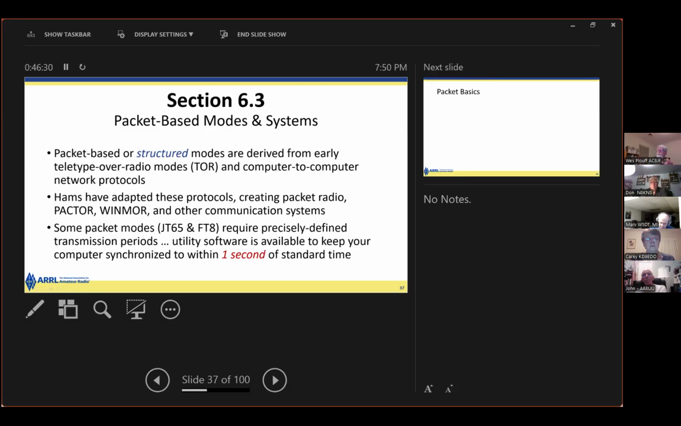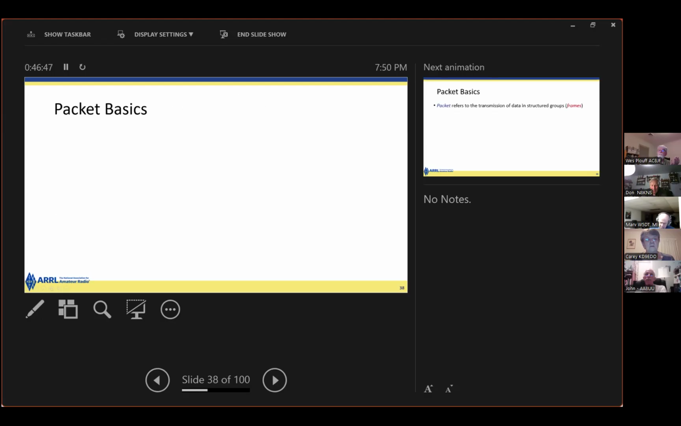And the software you use for these modes can tolerate some variation up to 1 second, which is actually a lot more than most people use. Most people are accurate to within a couple tenths of a second. Anyway, let's go back to packet radio here.